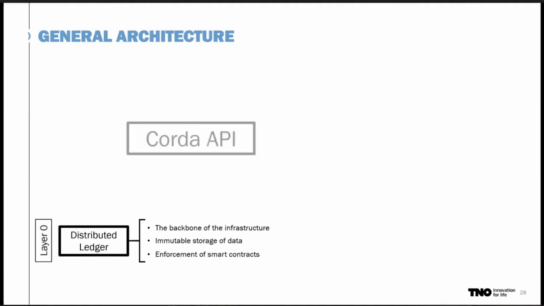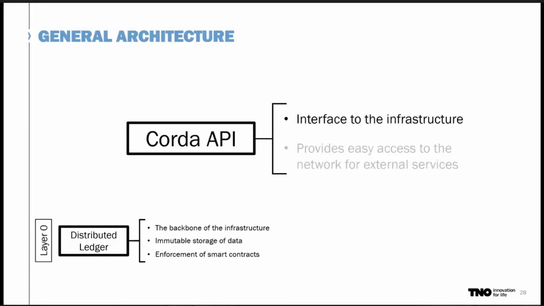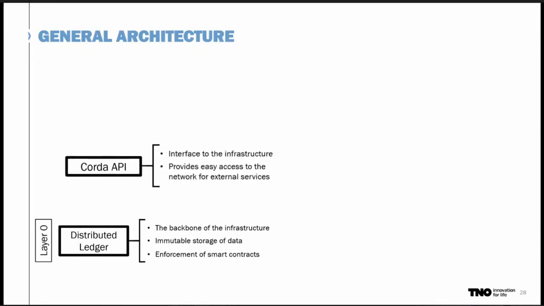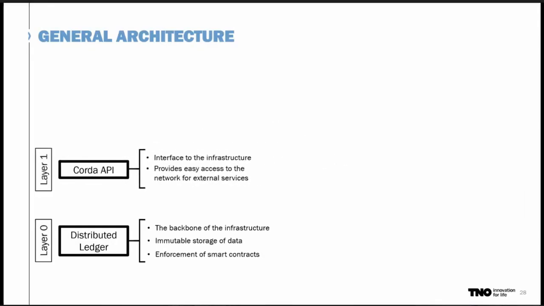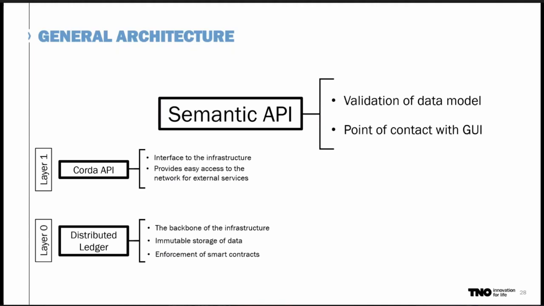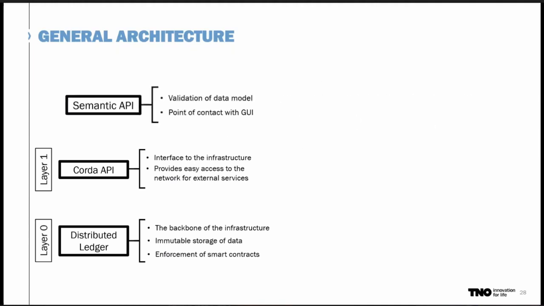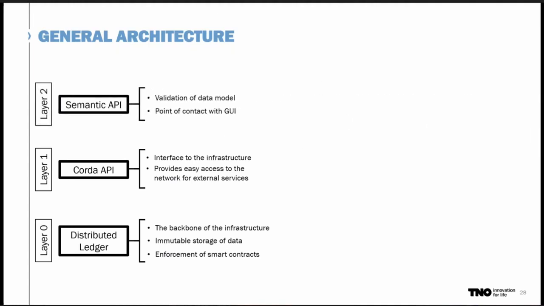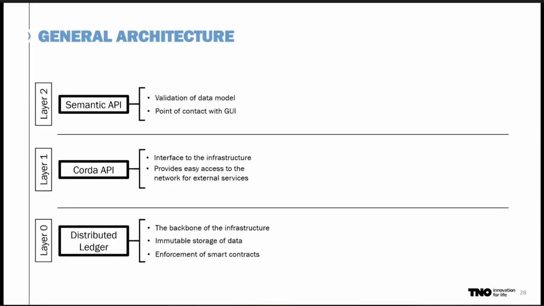On top of that, there is the Corda API, which is the interface to the infrastructure and provides easy access to the network for external services. And the Corda API is what we call layer 1. On top of this stack, we have the Semantic API. This is where the validation of data model happens according to semantic rules and semantic web technologies. And it's also the point of contact with the user interface. And this is our layer 2. So as you can see, we have a clearly stratified pile, and each stage provides specific functionalities.